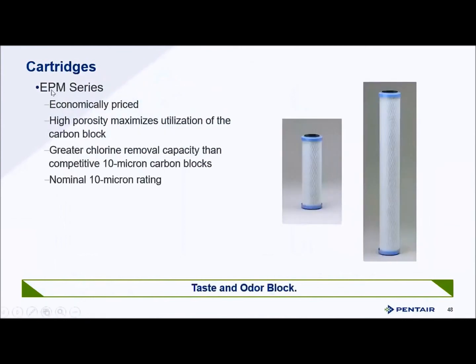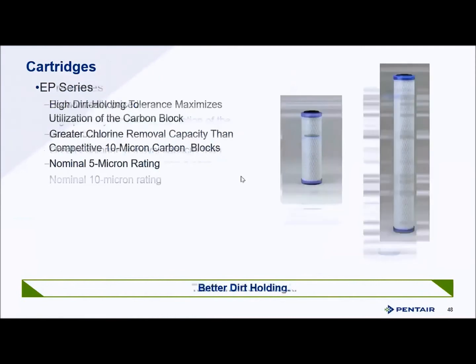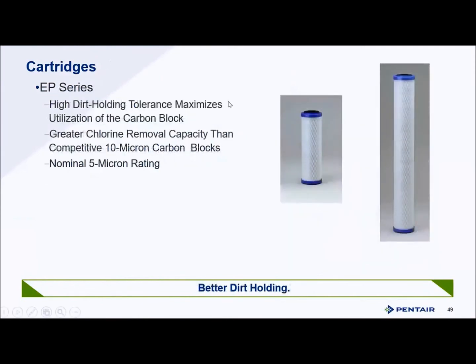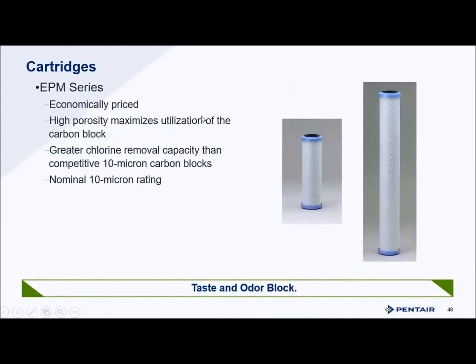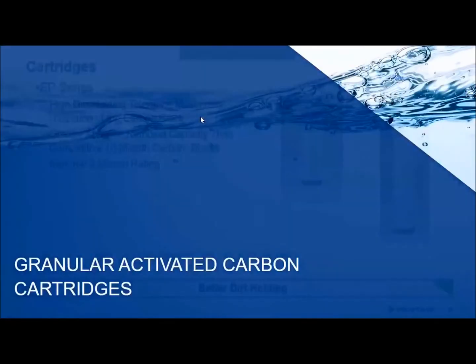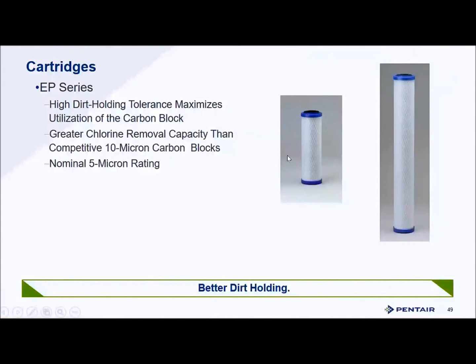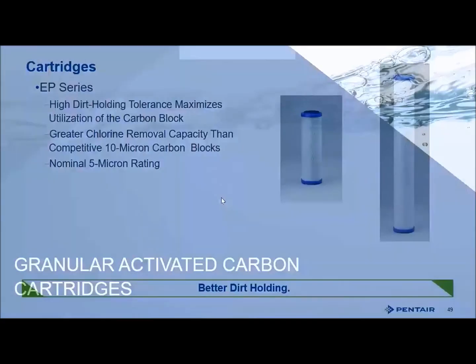They're typically radial flow. We have the EPM series, economically priced, high porosity, maximizes utilization of the carbon block. This is a 10 micron, good chlorine rated block if that's what you're concerned with. EP series, high dirt holding tolerances, utilization of the carbon block, 10 micron, greater removal capacity than the EPM series. This is nominal 5 micron, better than our 10 micron competitors, often used as RO pretreatment.